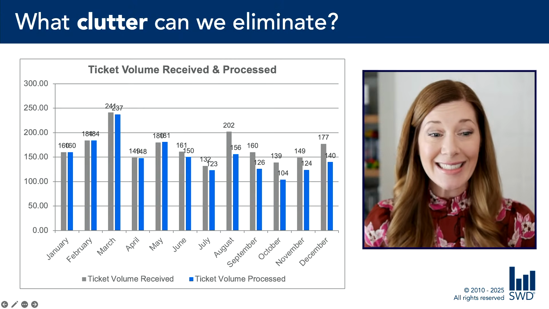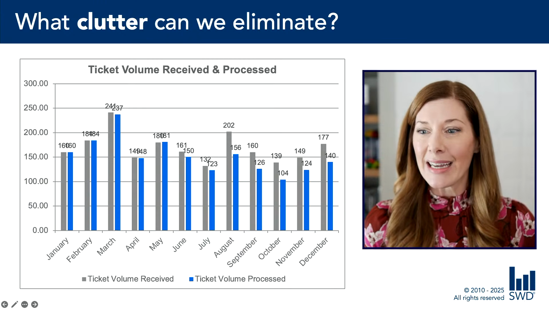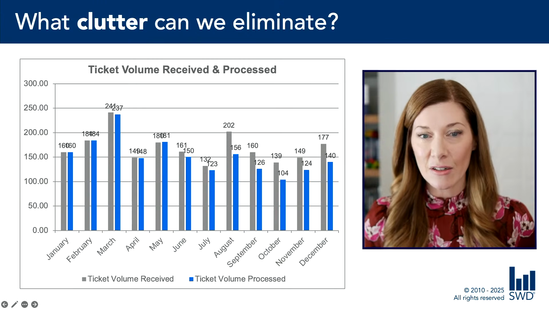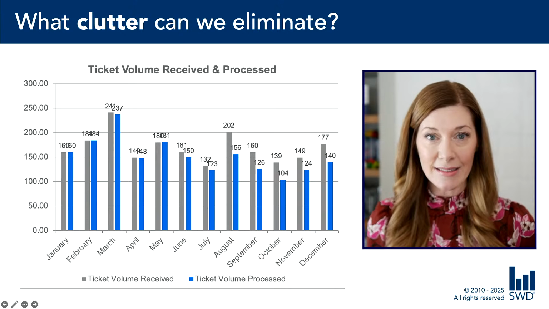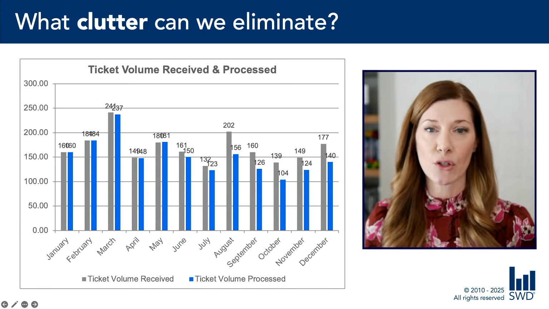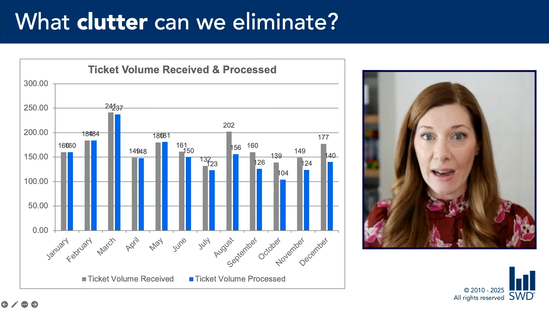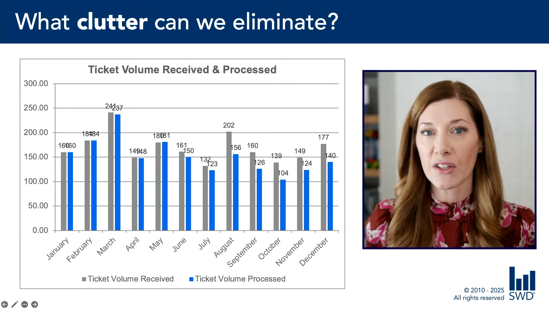Data values is something else that has come up. So right now we have every single value labeled. That is looking messy and probably overkill. This is a common decision point that we need to make. Do we label our data directly or have an axis or maybe some combination of those?